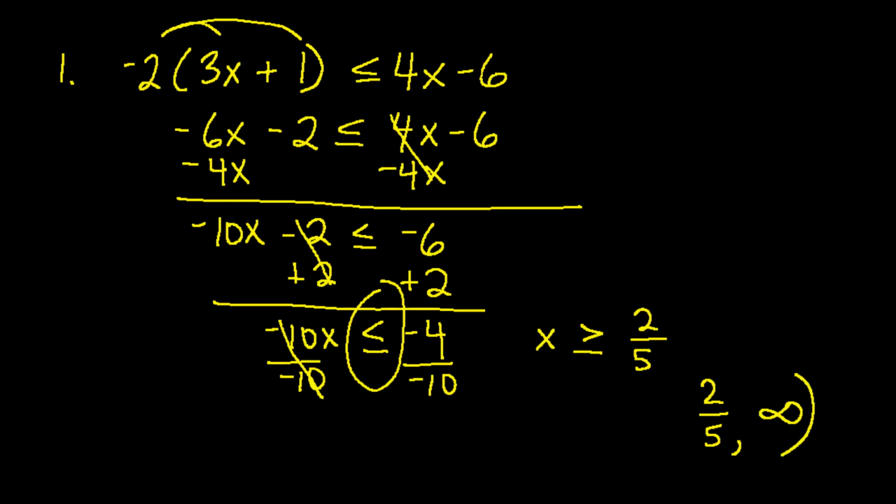Infinities always get parentheses around them in interval notation, and this number would either get a parenthesis or a bracket based upon whether it can equal that number. And since it can equal 2/5, we put a bracket here. So bracket 2/5, comma, infinity, parentheses is the answer in interval notation.